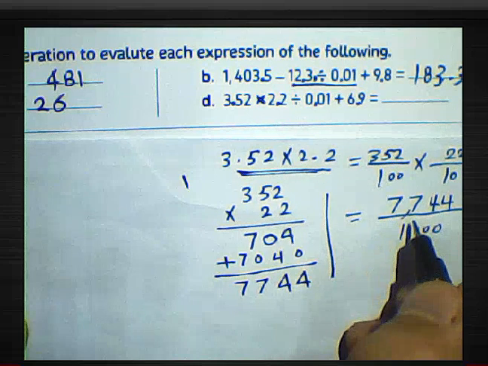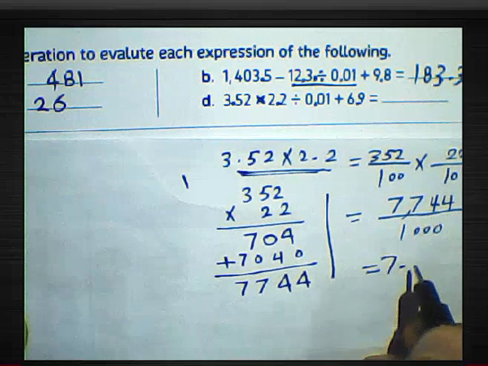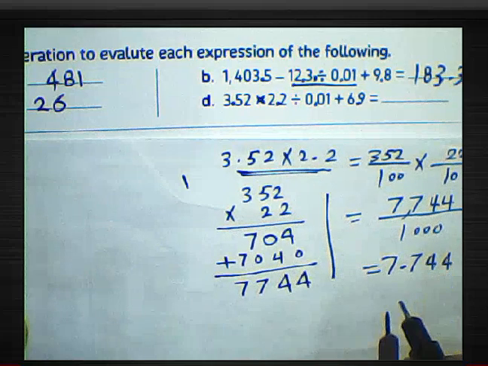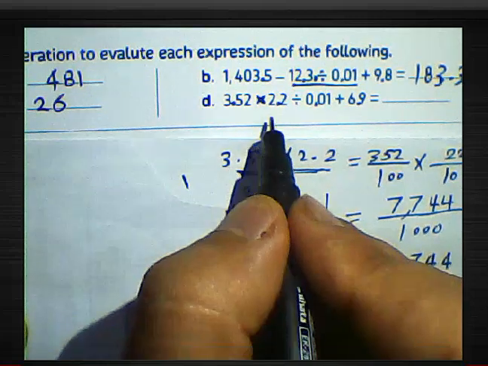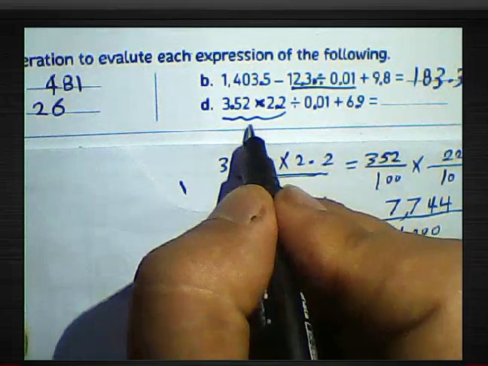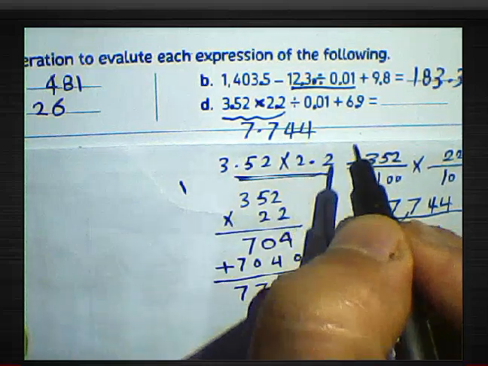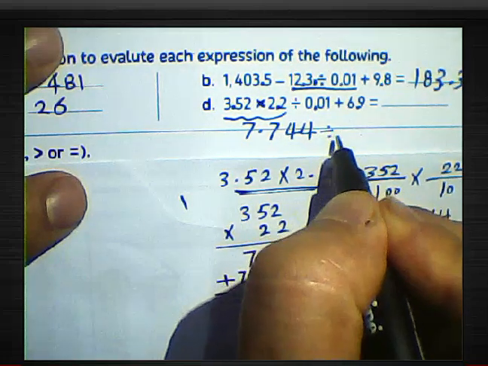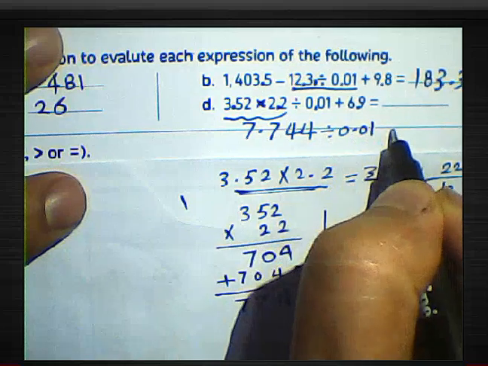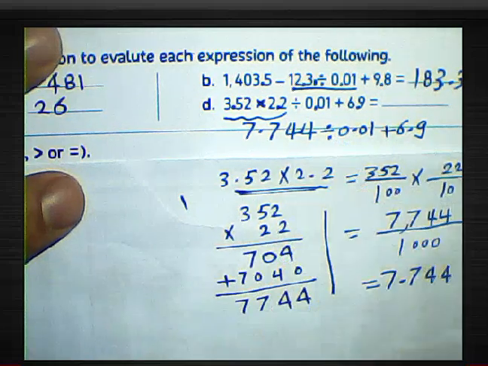Then 7744 divided by 1000 will be 7.744. That is the result of the multiplication. So we must write here 7.744. Complete: divided by 0.01 and then add 6.9 to the result.